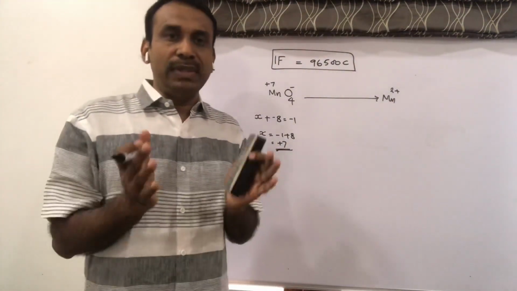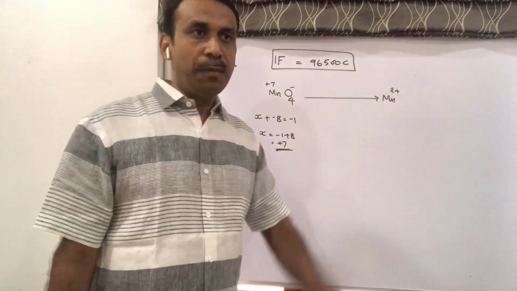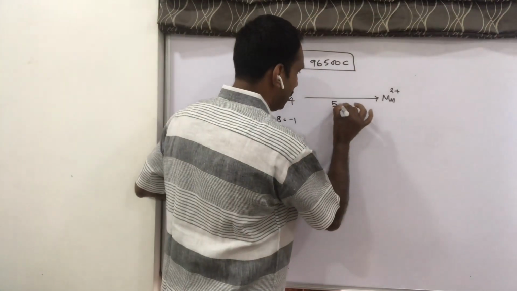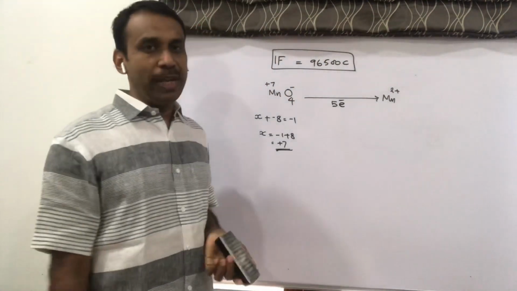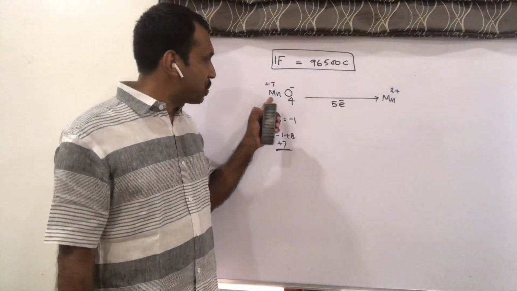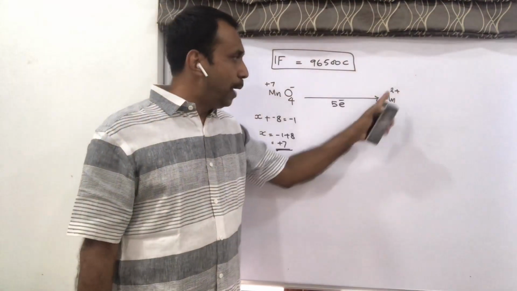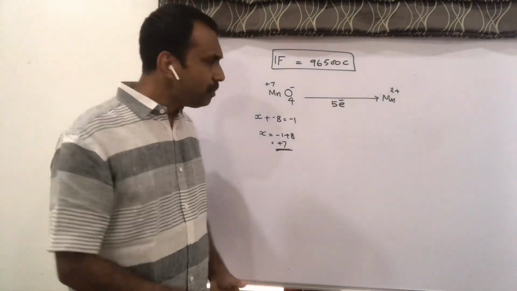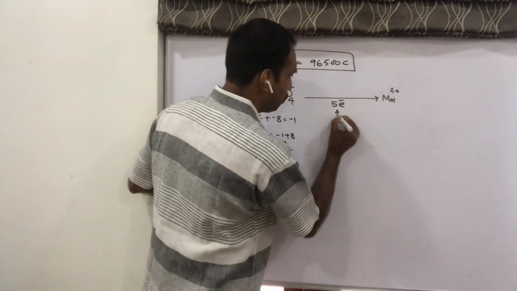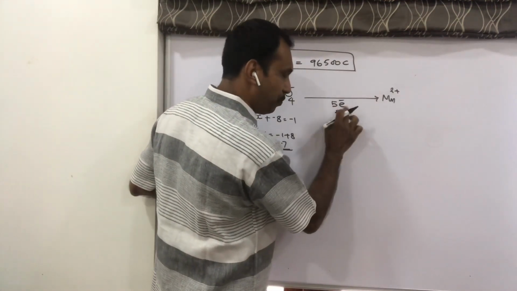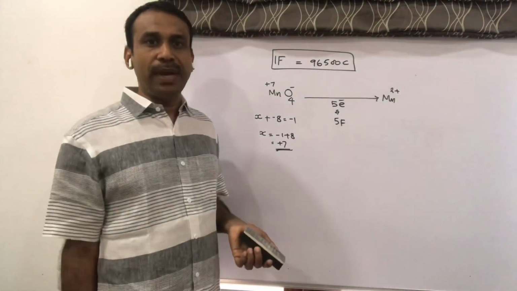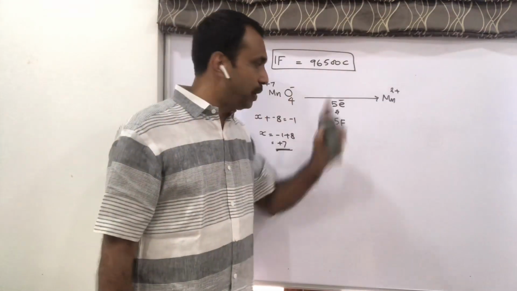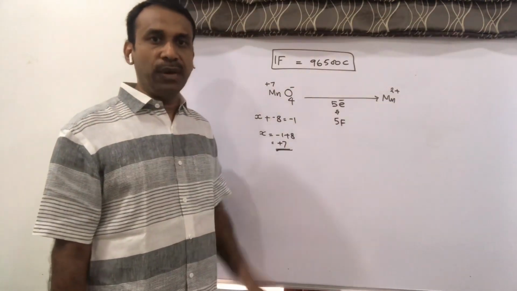Okay? Now find out the difference between +7 and +2. Tell me, what is the difference? It's very simple, 5. So, this reaction involves how many electrons? 5 electrons. Conversion of MnO4 minus to Mn2 plus utilizes 5 electrons. So, this reaction involves 5 Faraday. Number of electrons 5. So, a very easy technique. Number of Faraday will be 5. To convert 1 mole MnO4 minus to Mn2 plus, it requires 5 Faraday of electricity.